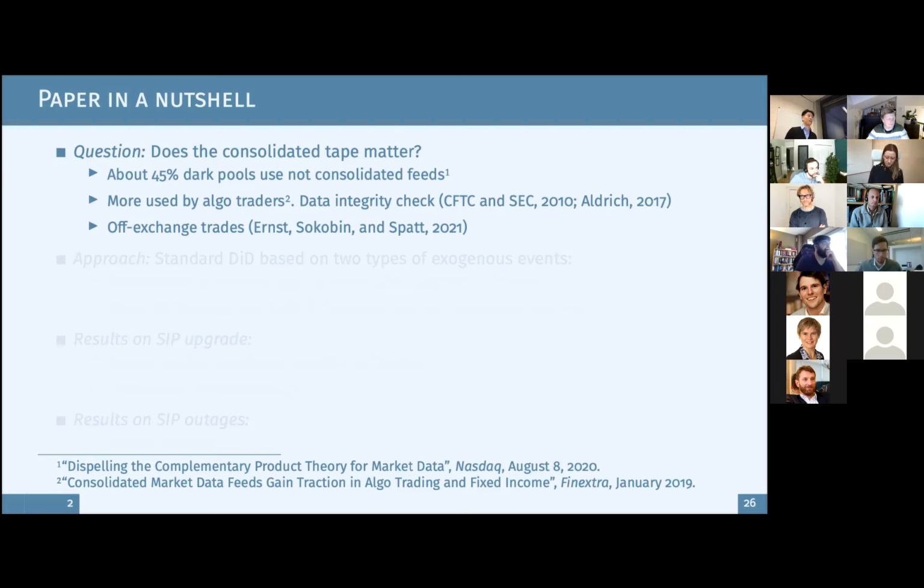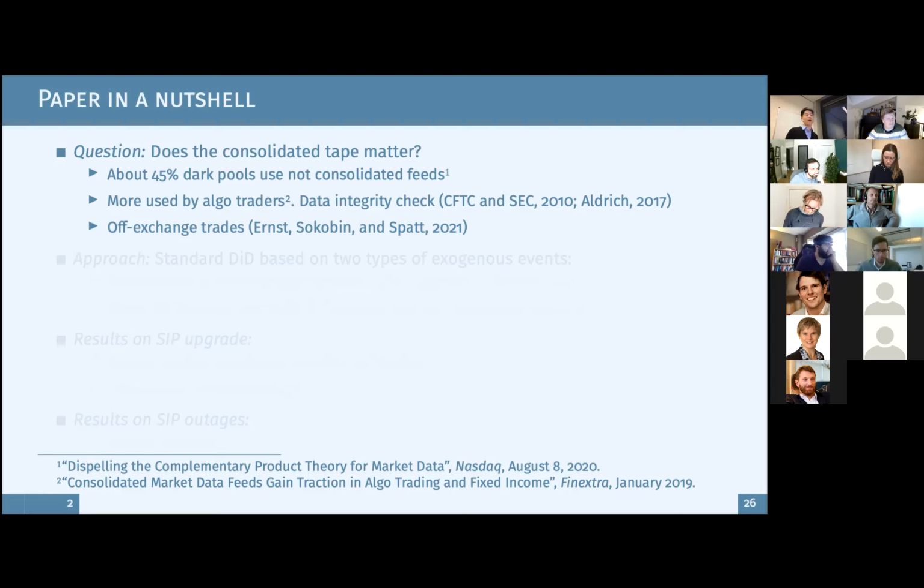For example, if you look at the regulatory filings by the dark pools, 45 of them do not use direct feeds. They use only a consolidated feed. And as the SIP becomes faster, it is believed to be used more by algo traders. Also, the report by the CFTC and SEC on the flash crash in 2010 showed that although a lot of HFTs do not use the SIP as their main data input, they still use it as a data integrity check.